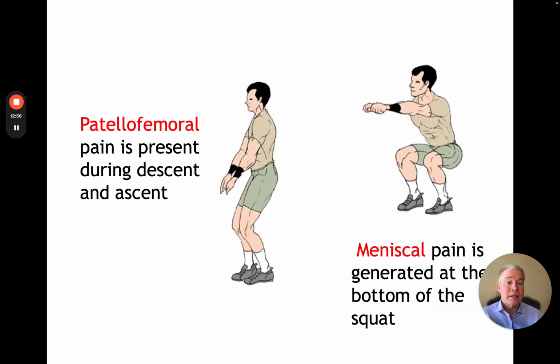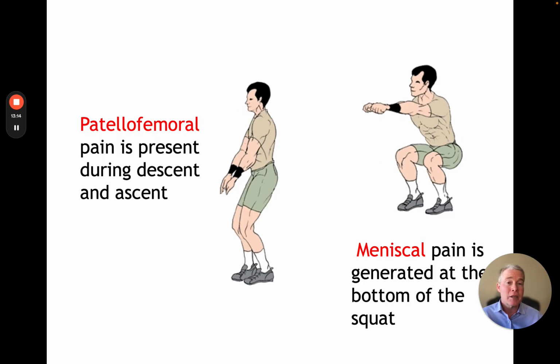So how do we assess for somebody who has somewhere between patellofemoral pain syndrome and knee osteoarthritis? Well, all of that involves the patellofemoral joint, and patellofemoral joints don't like to squat. So if we have that patient squat, most of the time if somebody has pain coming from the patellofemoral joint, it hurts going up and down.